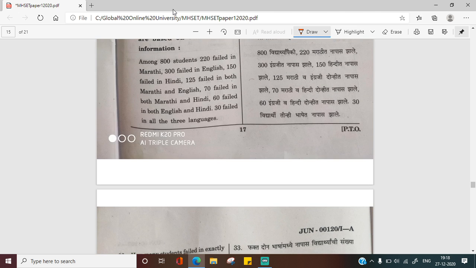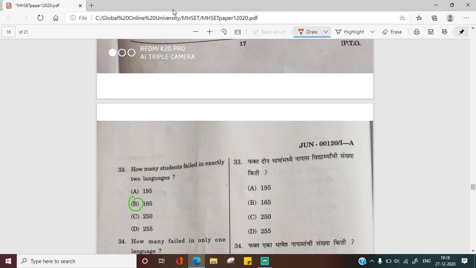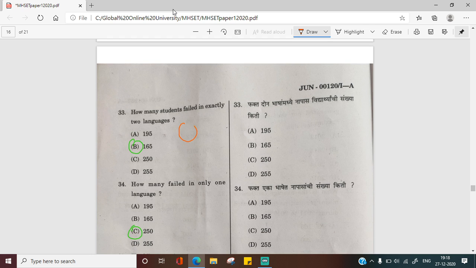Okay. So this is one more question. I'll read out the question. 800 students were there in a classroom. 220 failed in Marathi, 300 failed in English, 150 in Hindi. So this is a Venn diagram based question. Like this, you have to draw a circle for Marathi, English, and one circle for Hindi. How many students failed in exactly two languages? So this is the area for two languages. When you solve, the right answer will come as 165 for question 33.